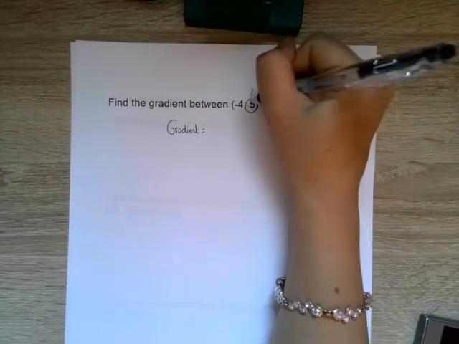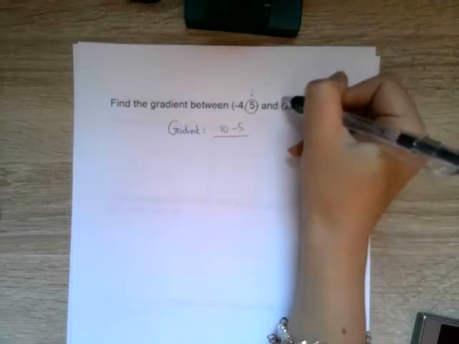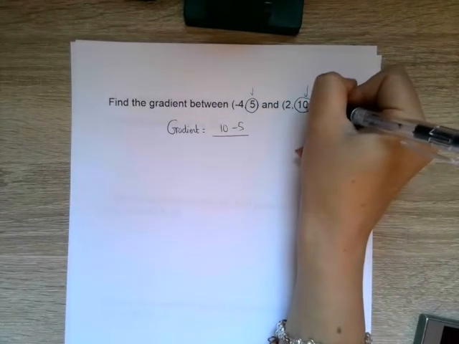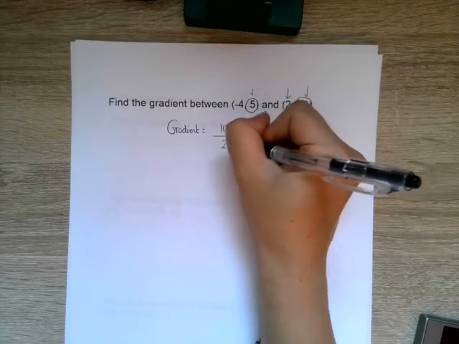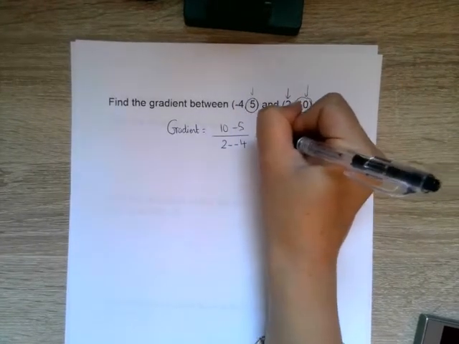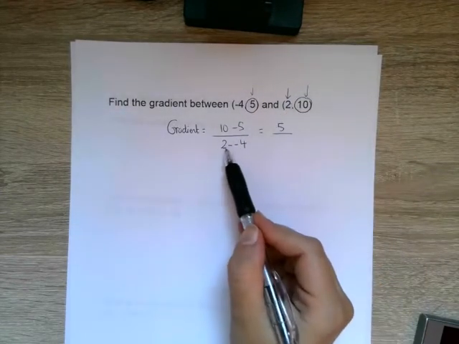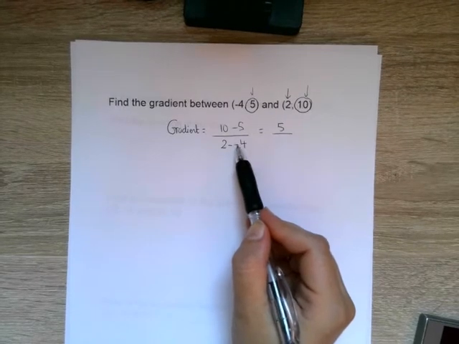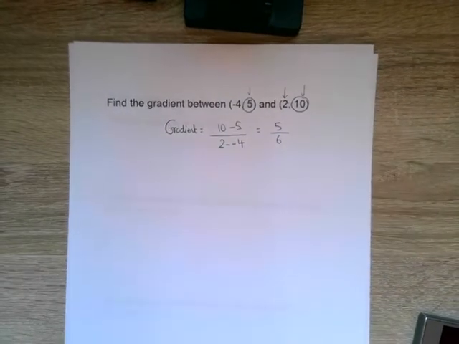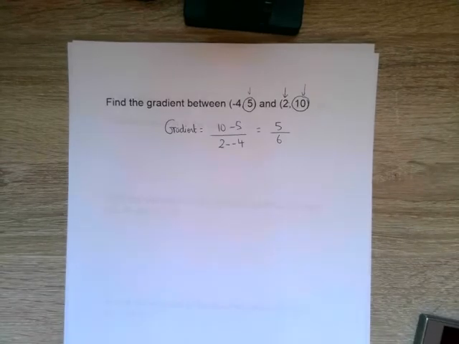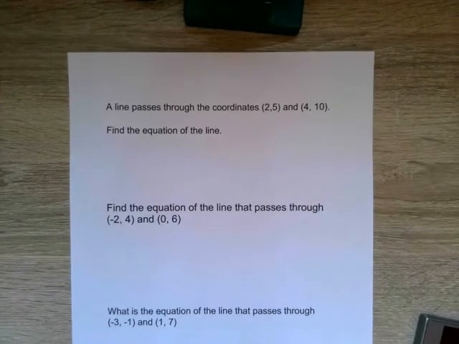So 10 take away 5 for the top, which means I have to start on the 2. Because I started on the 10 last time, I've got to start on the 2 rather than the -4. So it would be 2 take away -4. So 10 take away 5 is nice and easy, 5. And then remember 2 minus is like a plus, so it's like 2 plus 4, which is 6. So my gradient would be 5 over 6. So the reason we're revising that is to find the equation of a line.